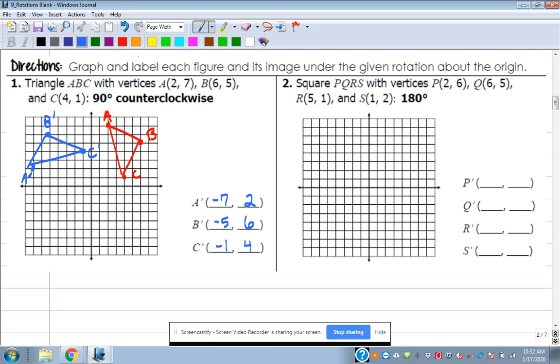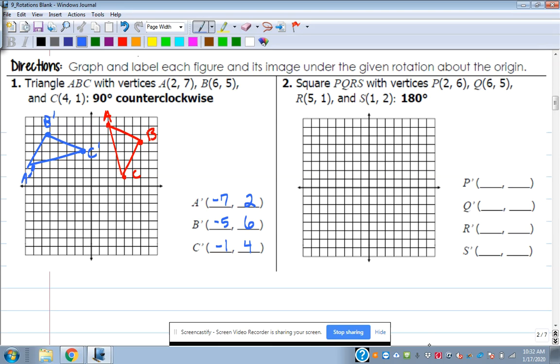All right. Number 2 is a 180 degree rotation. Technically, it doesn't matter what direction you do 180 degrees, because if you rotate 180 degrees counterclockwise, it's the exact same as if you rotate it clockwise. It rotates it the same way. So, a square.